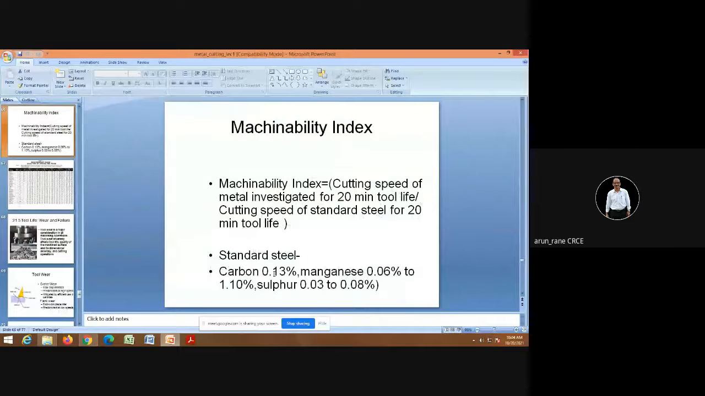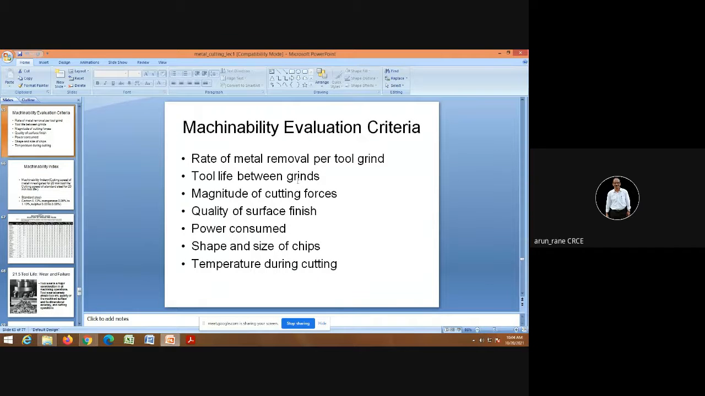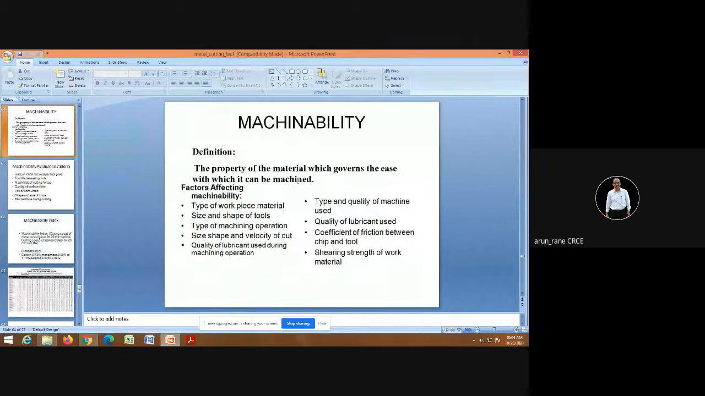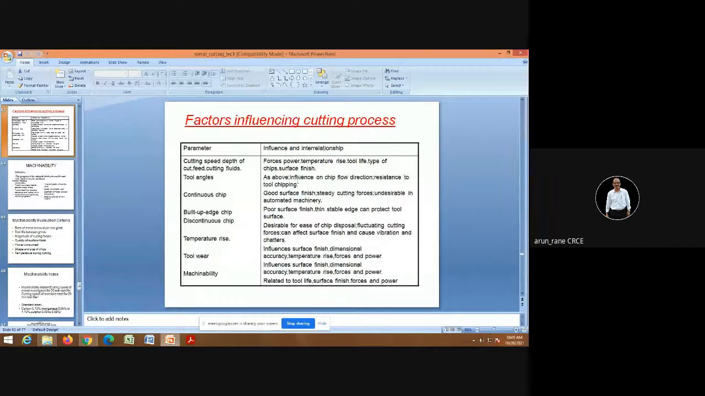Now this is the machinability index. Machinability index means the ease with which the workpiece material can be cut. If you know the machinability index, you can understand whether a particular material can be cut easily. Like mild steel and aluminum can be cut easily, but for stainless steel and alloy steels like Inconel, the machinability index is high, so they are difficult to machine.